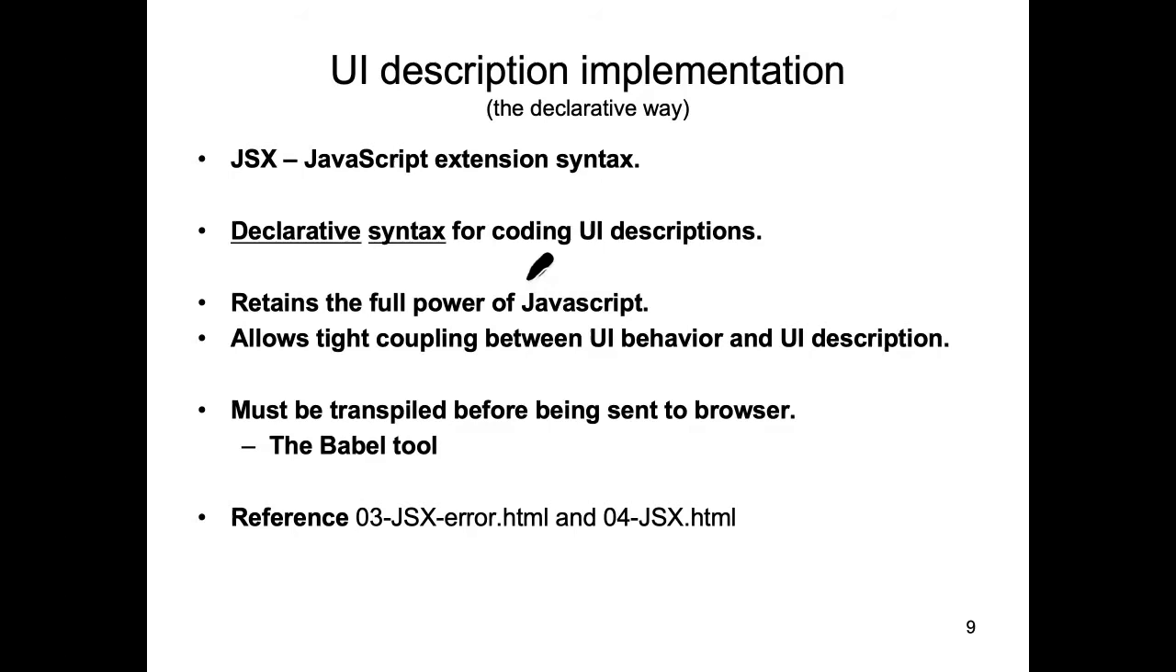Anyway, JSX allows us to implement user interface descriptions, because we're still only concerned with static stuff, in a declarative programming style. And what's nice about JSX is that we still have the full power of JavaScript available to us when we're coding our UI descriptions, and we see evidence of that further down the line. This JSX syntax allows us to couple our UI description with our UI behavior, which I've mentioned already, even though we're not dealing with behavior at all today.